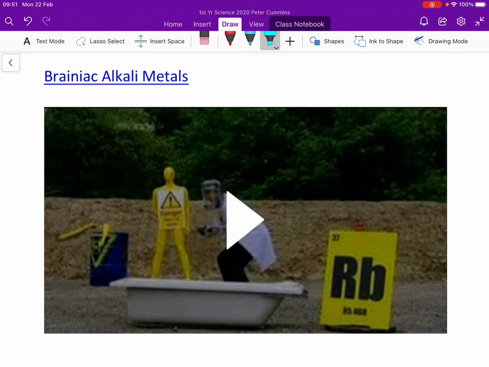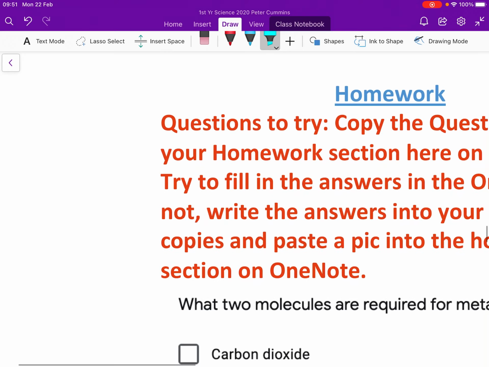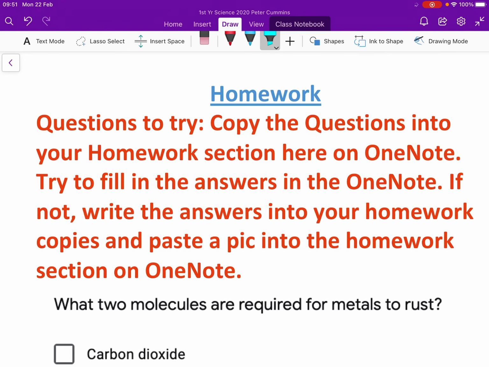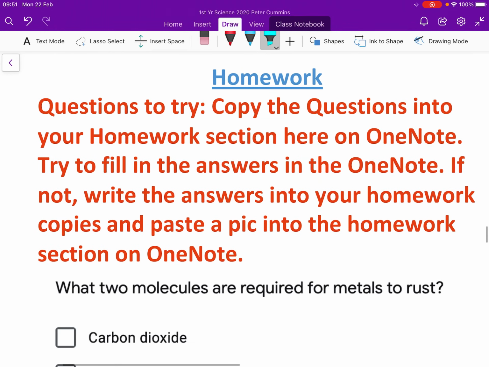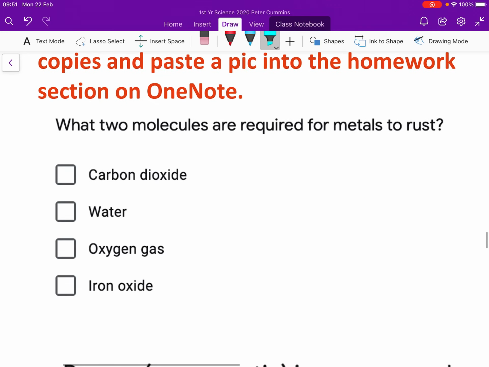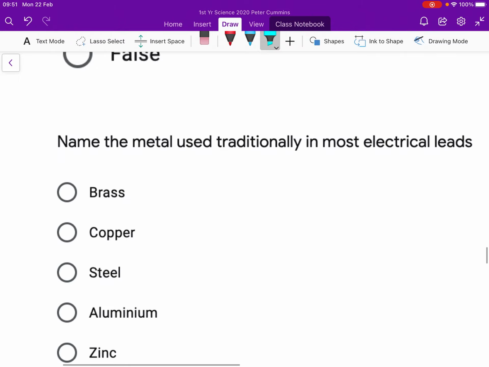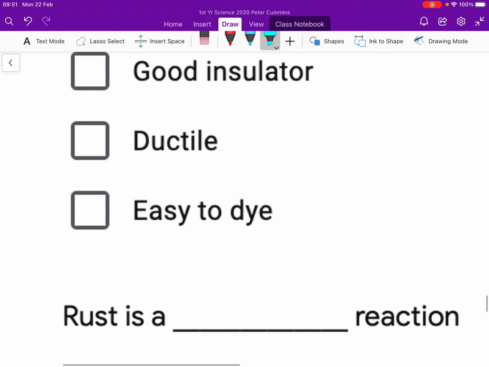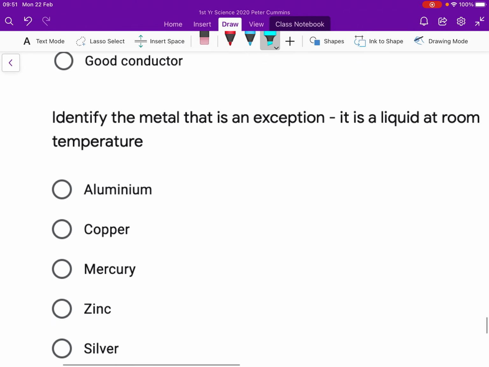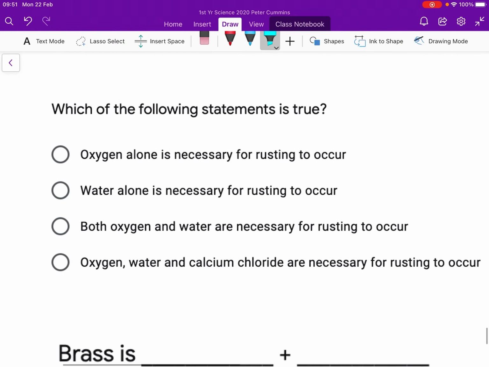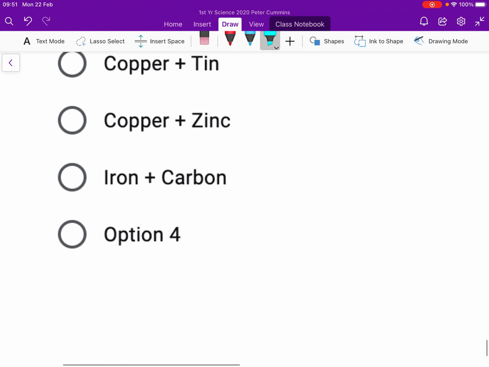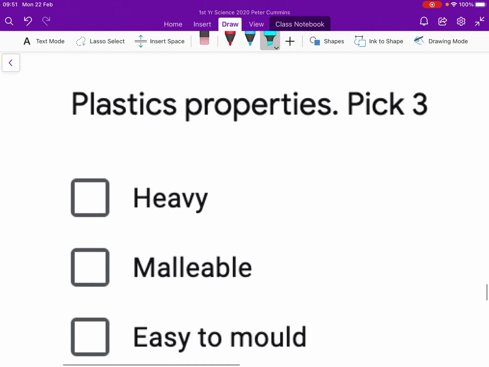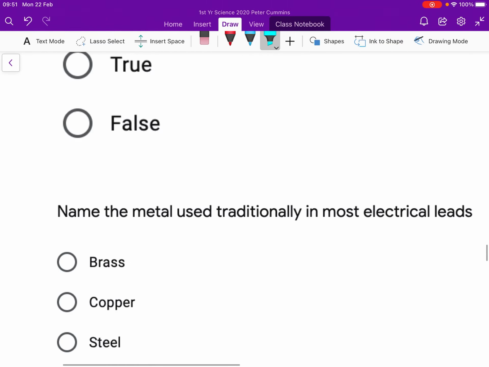All I want you to do for the next day is put these in the homework section of your OneNote. They're going to take you no time whatsoever. What I would do is copy everything below here into the homework section and just use your finger to mark in the answers. There are a couple of questions on rusting, on one of the alloys, on a couple of the properties of metal, a bit about plastics, physical and chemical reactions, and a bit about metals, non-metals, alloys, and so on. It's a mixture of simple questions, just a tick box. You're talking 5-6 minutes worth of work.